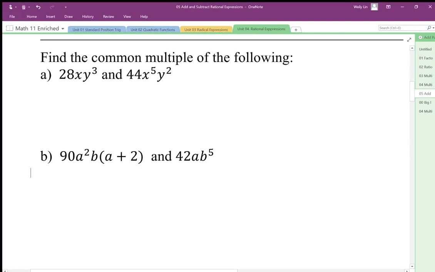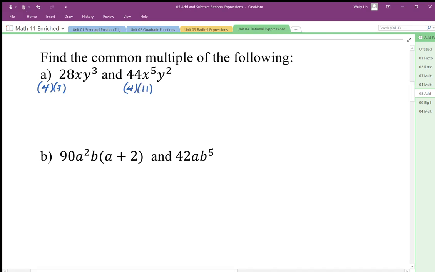Finding the lowest common multiple of the following numbers, we want to break it down into the factors. So when I look at the number parts, I need to match 28 and 44. I can see that they share a common factor of 4. So I'm going to start with 4 times 7. Here I have 4 times 11.